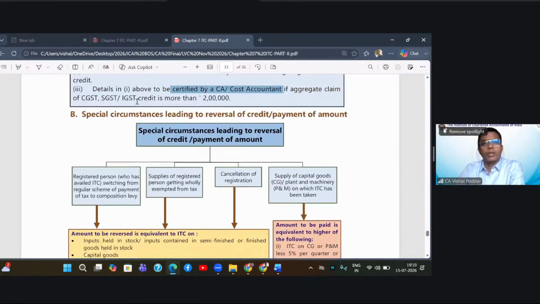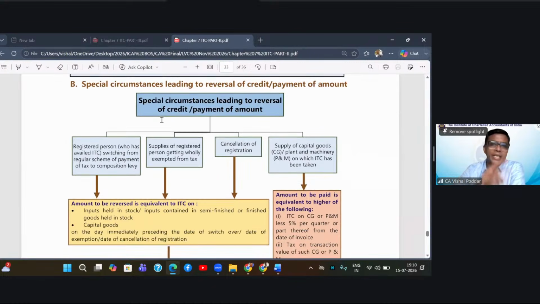Now, what is the second scenario, students? The second scenario is exactly the reverse of the above. In the above, you were switching from non-eligible ITC to eligible ITC. So the rule was whatever is the stock on the date you switch over, you take the ITC because now you become eligible. This second scenario is the vice versa situation.